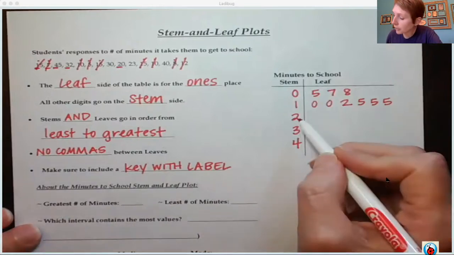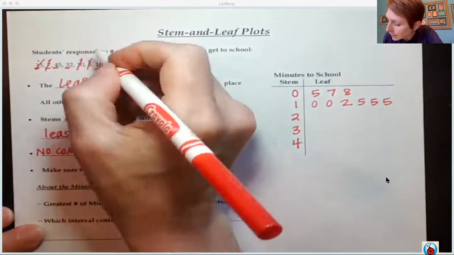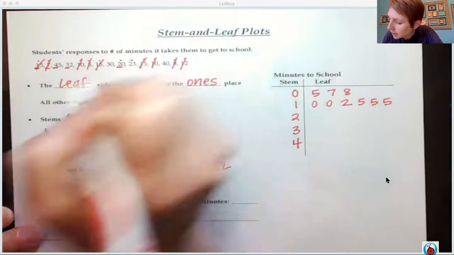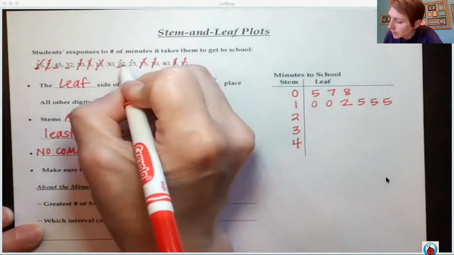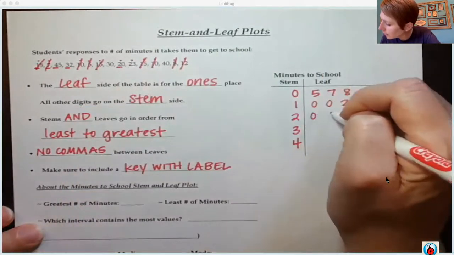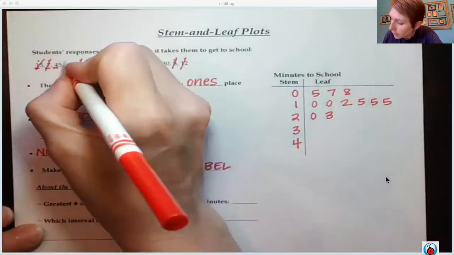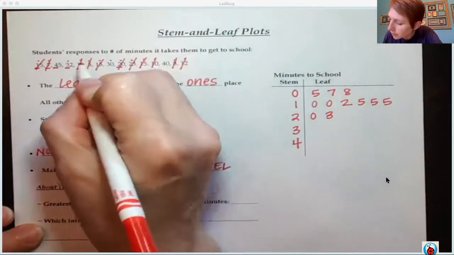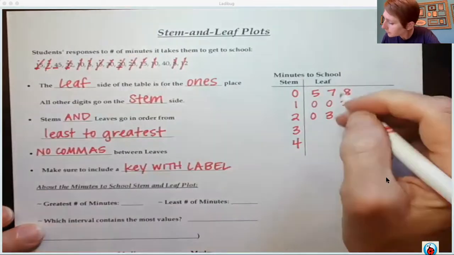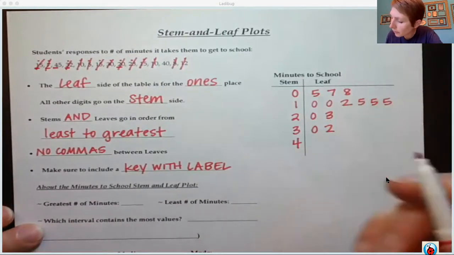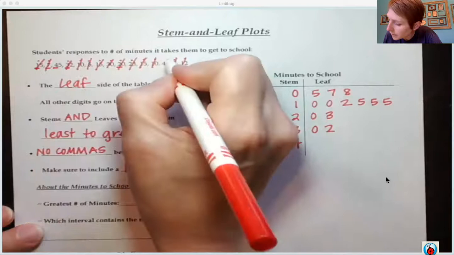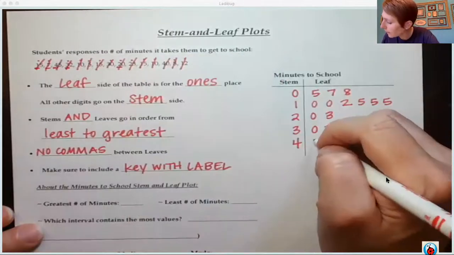Now I need to go through and find everybody with a 2 in the tens place. I have 20 and 23, so least to greatest would be 0 and then 3. Let's cross those off. With a 3 in the tens place, I'm gonna have a 0 and a 2. And with a 4 in the tens place, I'm gonna have a 0 and a 5.